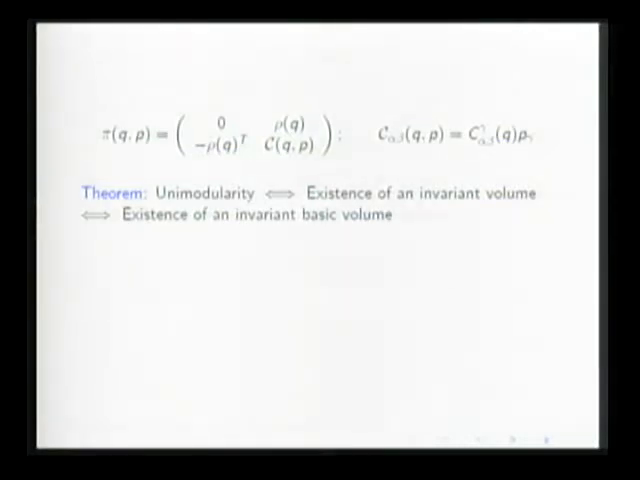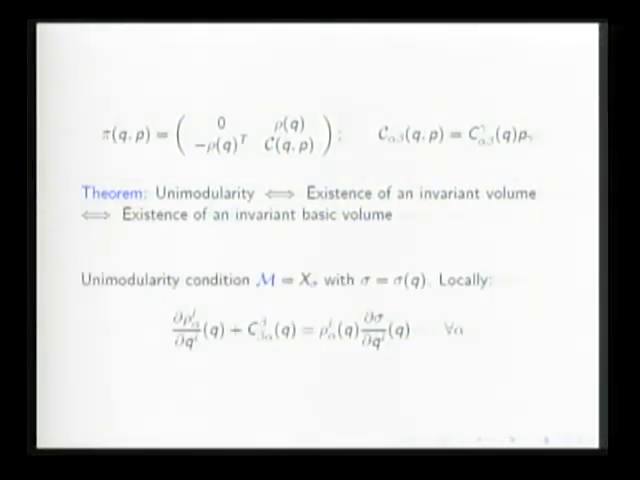And this is our main theoretical result: unimodularity of this kind of structure with a quadratic Hamiltonian is equivalent to the existence of an invariant volume, which in turn is equivalent to the existence of an invariant volume with a basic density, meaning that the density does not depend on the p's. So, as I've said before, the implication to the right is trivial, but the one that's non-trivial is going to the left, okay?